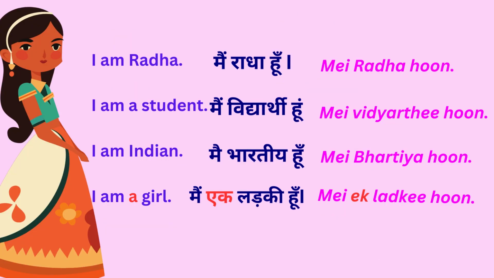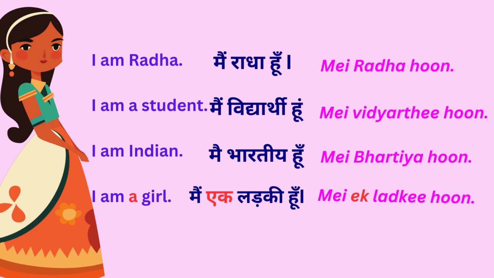Now this is Radha. She says, I'm Radha. मैं राधा हूँ. So here she's telling her name. I'm a student. मैं विद्यार्थी हूँ. So here she's telling what she does. She's a student. I'm Indian. Now here she's sharing her nationality. मैं भारतीय हूँ.